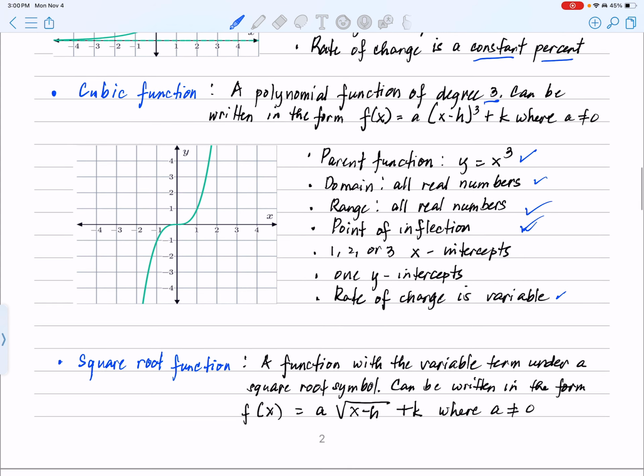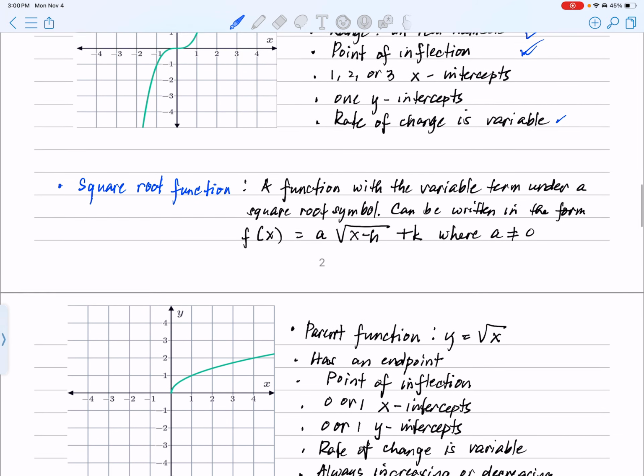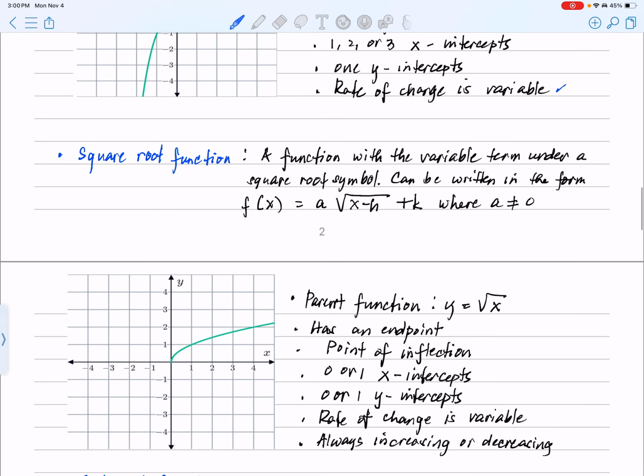that's the graph. Next is the square root function. It's a function with a variable term under the square root symbol. So it's easy for you to identify because you can see a square root symbol. So f of x is a times the square root of x minus h, plus k, where a is not equal to 0.